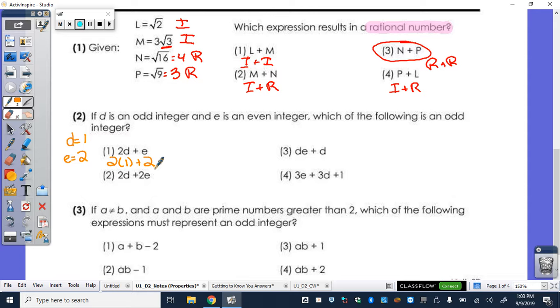So first one, 2 times 1 plus 2, what does that give us? 4. Is that odd? Nope, so it's not that one. So we'll try choice 2. 2 times 1 plus 2 times 2.